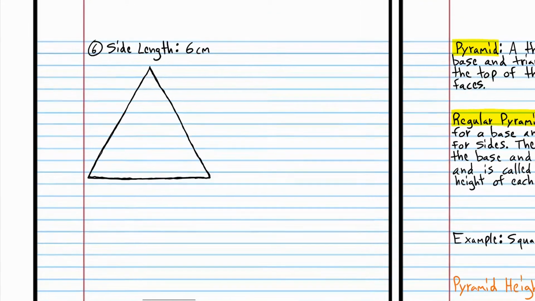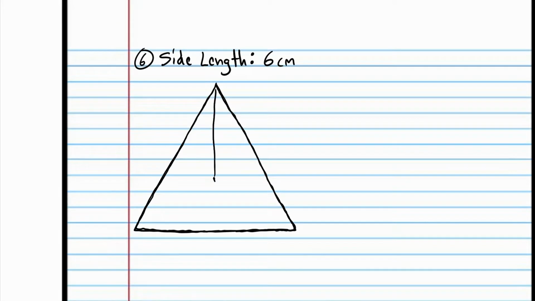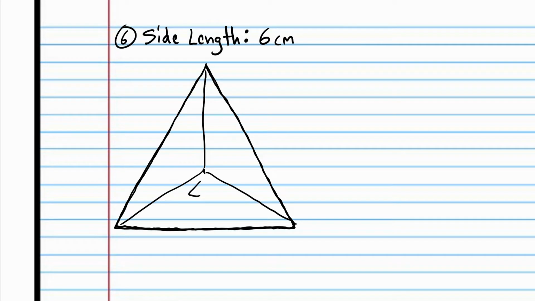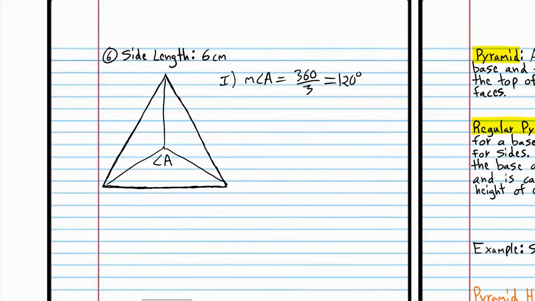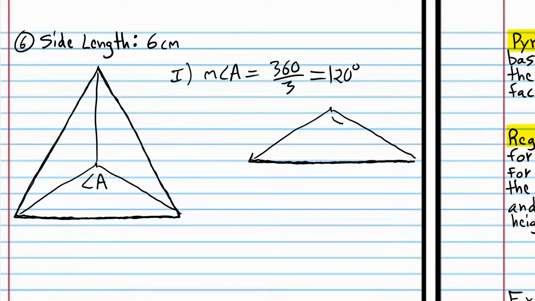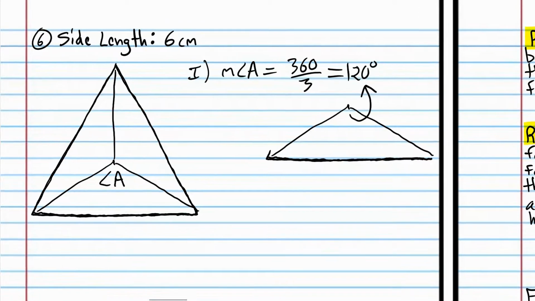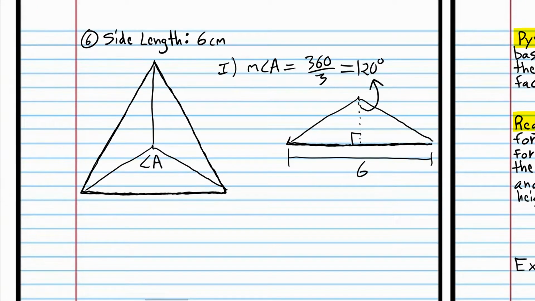Alright, we're back. So we'll find the center, draw those triangles, and this angle, of course, is going to be angle A. The measure of angle A is 360 over 3, which is 120 degrees. And we'll take that triangle out. And of course, this angle is 120. And dropping an altitude. And we have the side length, which means that we have the base. So we don't have to worry about the base. We already have it. It's 6. We just need to find this height.